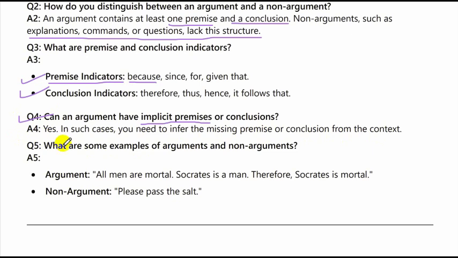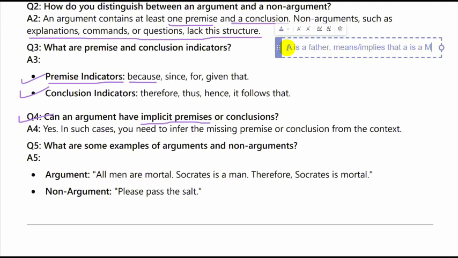For example, I can give you one example like A is a father. That itself means there is an implicit conclusion in that. A is a father means or implies that A is a man. So the premise itself implies that there is a conclusion. So an argument can have implicit premises. This is one premise, but it also has a conclusion in it. Okay, let's move on to question number 5.